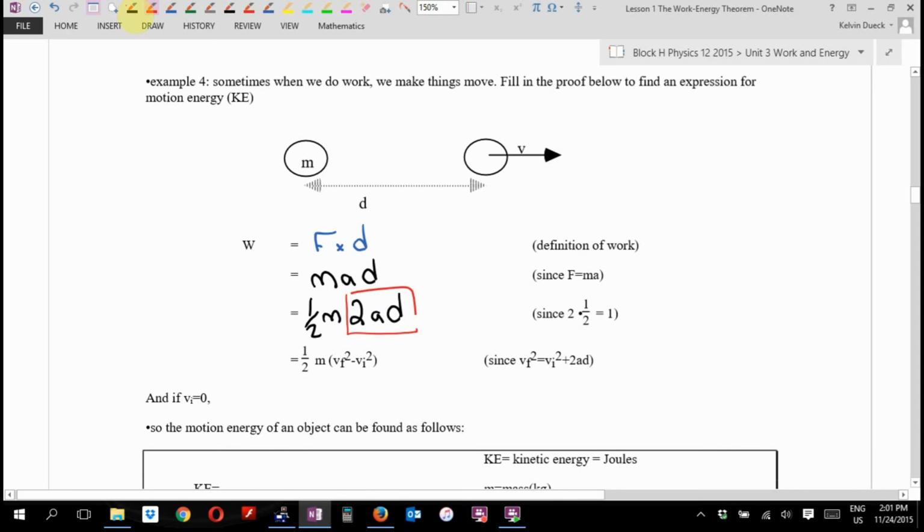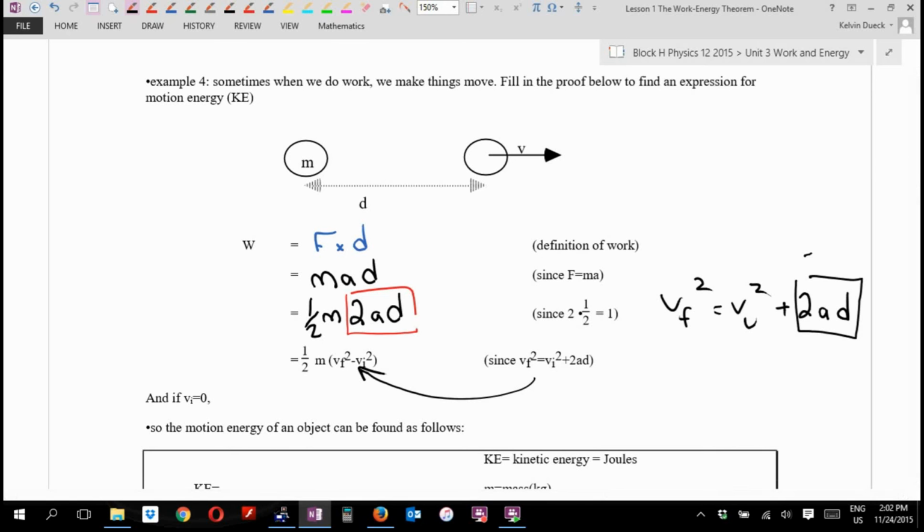Because VF squared equals VI squared plus 2AD. What can I replace that 2AD with? It seems to me I can replace it with a VF squared minus VI squared. That's the same as 2AD. Wasn't that clever?